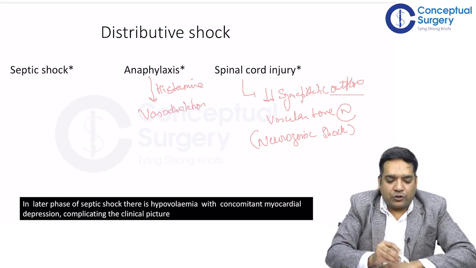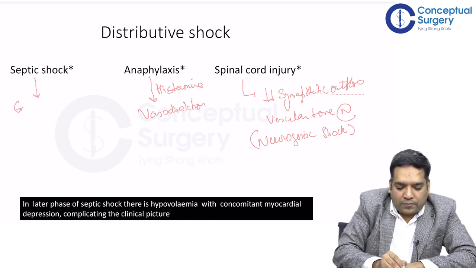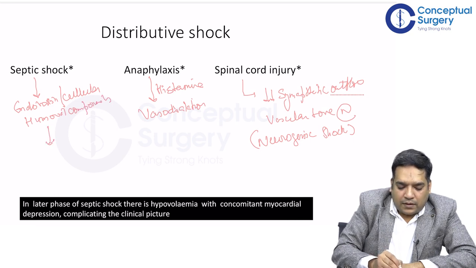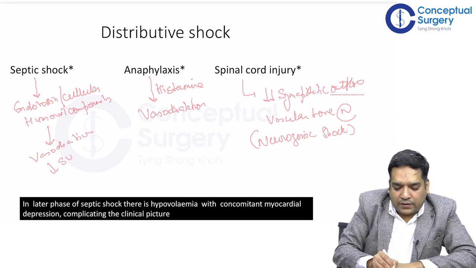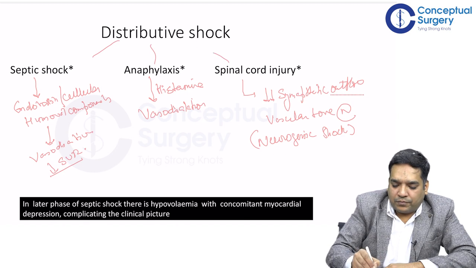And my dear friend, in septic shock, because of endotoxin, there are cellular and humoral components, there is vasodilatation along with decreased systemic vascular resistance. So this all leads to distributive shock, right?